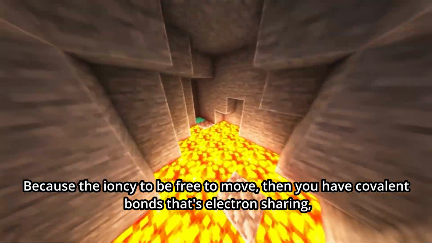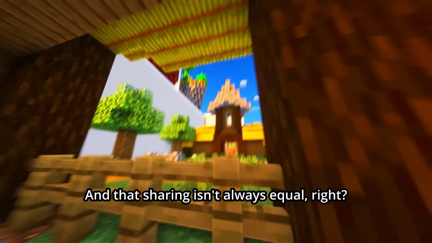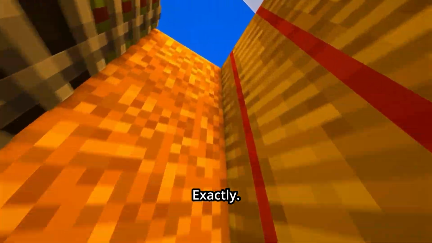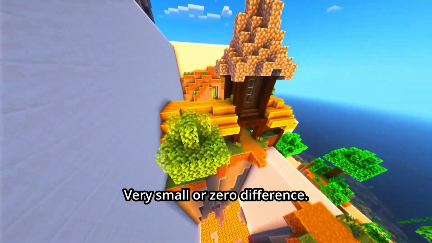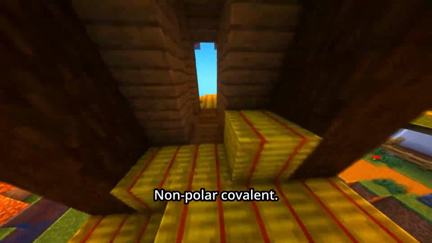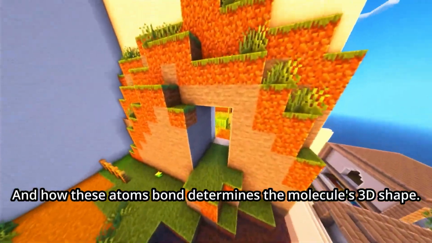Then you have covalent bonds, that's electron sharing, usually between non-metals. And that sharing isn't always equal, right? That gives us polarity. Exactly. It depends on electronegativity differences. Big difference, it's polar covalent. Very small or zero difference, non-polar covalent, equal sharing. And how these atoms bond determines the molecule's 3D shape.